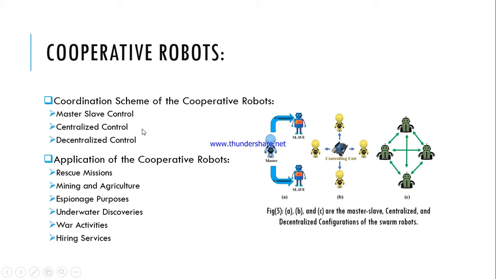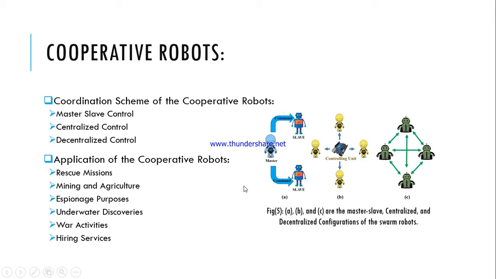So in a group of robots, how do they communicate with each other? For coordination, they have three main schemes. Number 1 is master-slave control. Number 2 is centralized control. And the last one is decentralized control. All of these three schemes are thoroughly and meticulously discussed in the paper, so do check the paper.